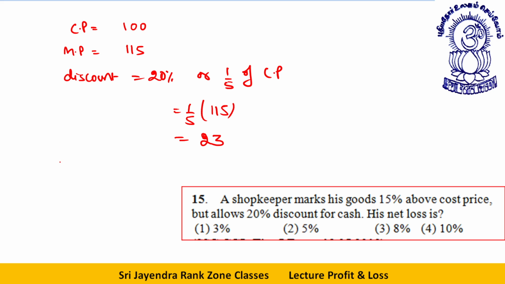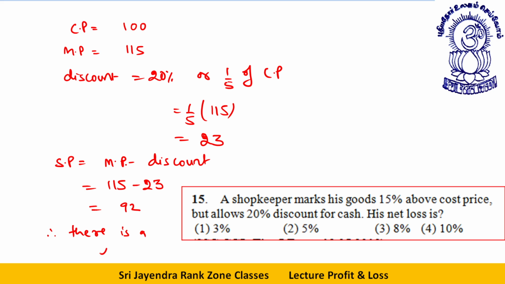Therefore, what is the selling price? Selling price is equal to CP minus discount. What is the CP? 115. Sorry, marked price minus discount. Okay, 115 minus 23, that becomes 92. Therefore there is a loss of 8%. I hope things are clear so far. Okay, dear students, let's move to the next one.